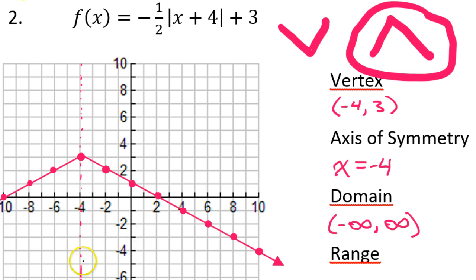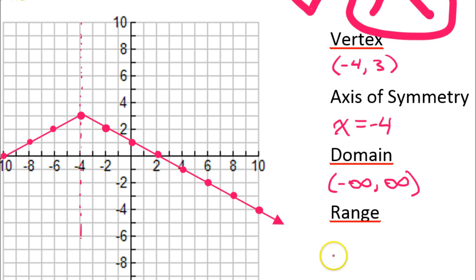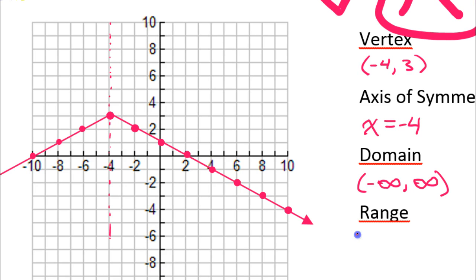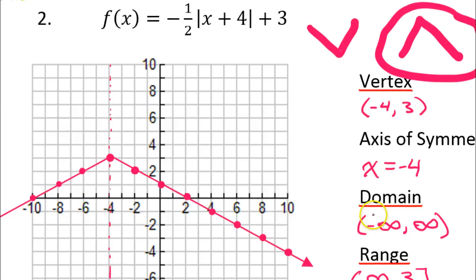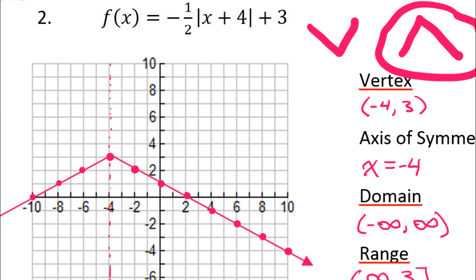Now the range is always read from bottom to top. At the bottom, this graph goes down forever, so that's going to be negative infinity. But it doesn't go up forever. This graph stops here at 3. So negative infinity to 3. And we'll put a bracket because it touches 3. It's included. So that's it for problem number 2. And that is how you graph an absolute value function. It's pretty simple.